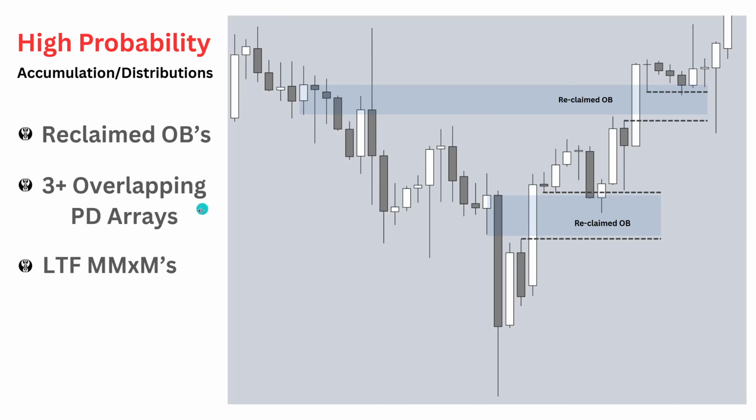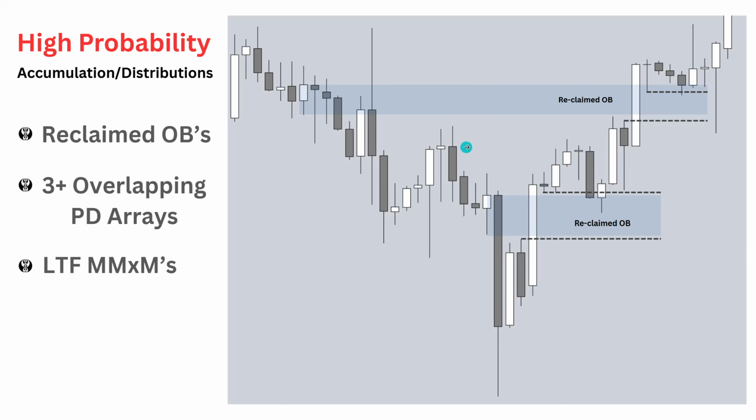Now, 3+ overlapping PD arrays. This is a very, very key concept that ICT spoke about very briefly, in that you want to typically have 3 PD arrays to hold your position or to have a higher conviction in your point of interest. For example, here we've got our fair value gap drawn with the lines, we've got our reclaimed OB, we've got an actual OB, we've actually got a breaker too, so we've got lots of things going on in this area. So this exact area here is very high probability for a reaction.